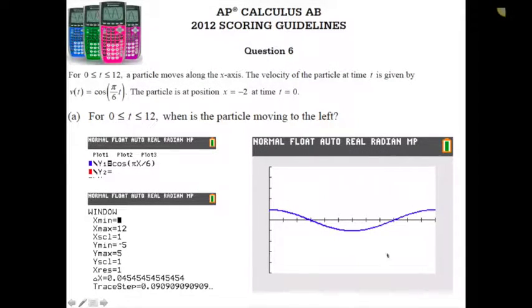And so here is my cosine function from t equals 0 to t equals 12. We're looking for the zeros. This is representing the velocity. Velocity is 0 here and here, so you can see the two zeros. If you count, this is 3 seconds. This is 4, 5, 6, 7, 8, and this is 9 seconds. We need moving to the left, which is negative velocity, which is right here. So we must be in that interval.